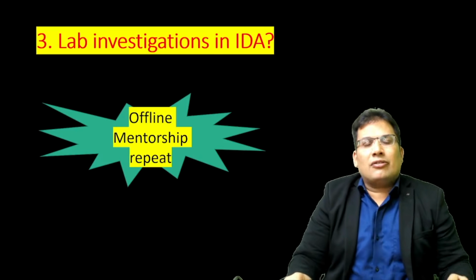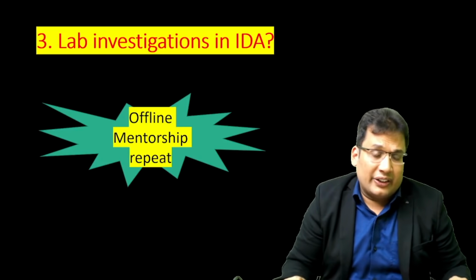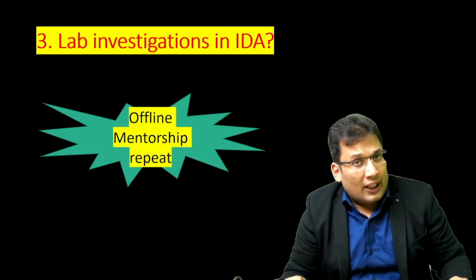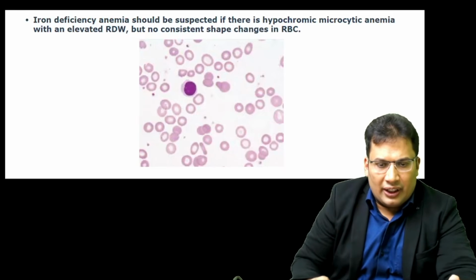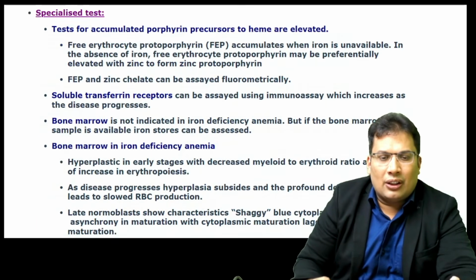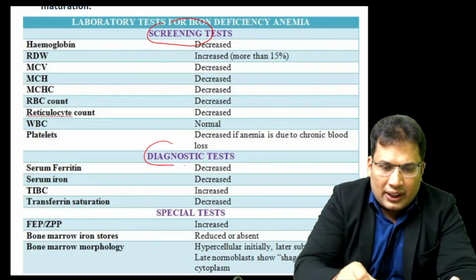Then comes the very important, most common anemia in India, that is iron deficiency anemia. Basically the question asked about laboratory investigation. So in laboratory investigation, you need to write this table. We discussed it many times in offline classes: screening test, diagnostic test, and special test.